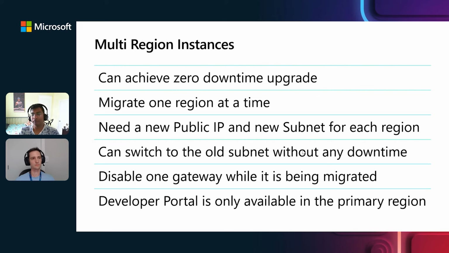So how you go about doing it is disable that gateway. Either you can disable that, or you can just configure that at the DNS level or the reverse proxy level. So to cut traffic to the gateway that you are planning to migrate, and then attempt migration on that particular gateway and go back and do it on the secondary gateway. In this whole process, the developer portal is only available in the primary region, and if you're cutting traffic to the primary region, your developer portal will have to take a downtime irrespective of how you migrate it. So multi-regions comes handy in terms of migrating back to the older subnet, but with little or no downtime to your actual instance.